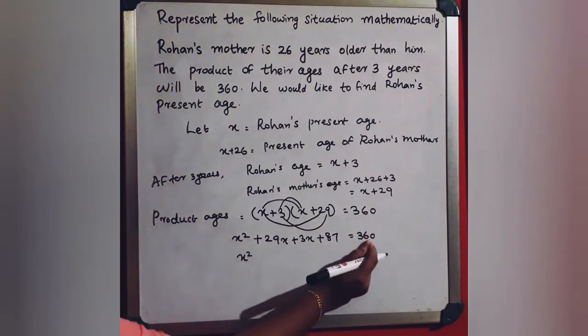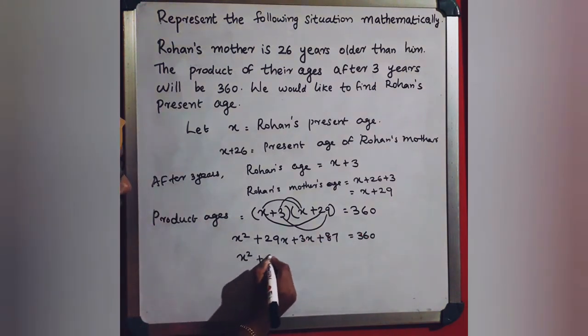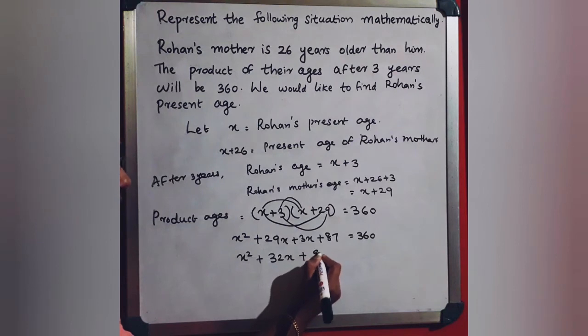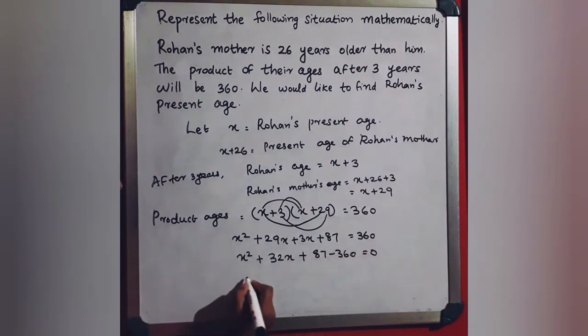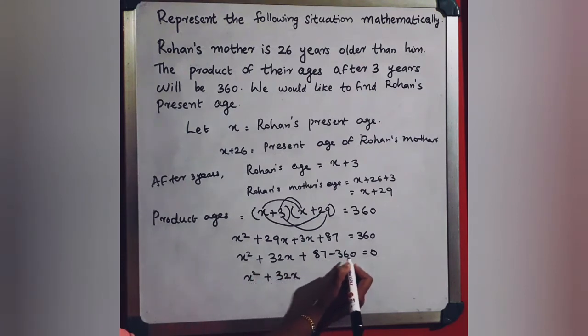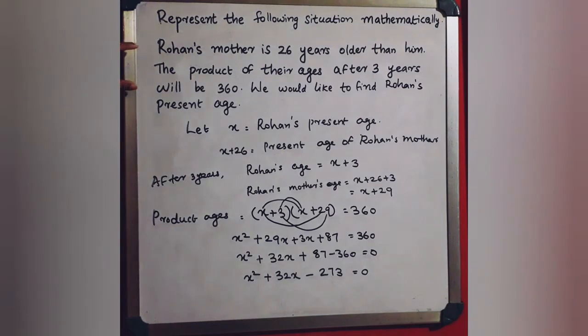Then take the 360 to the left side, it becomes 29x plus 3x is 32x. 32x plus 87 minus 360 is equal to 0. That is x square plus 32x, 87 minus 360 is minus 273, is equal to 0. So we rewrite the physical situation mathematically. Then solve for the value of x. This is the present age of Rohan.